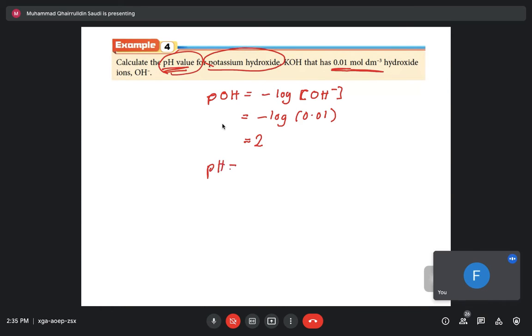So, now question nak pH. pH sama dengan 14 minus pOH. So 14 minus 2 dapat 12. So pH untuk potassium hydroxide adalah 12. So 12 adalah untuk alkali. So betul lah. Okay? Senang? Boleh. Okay. Next one.